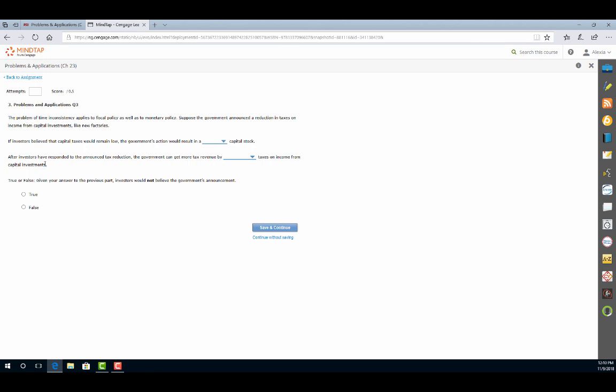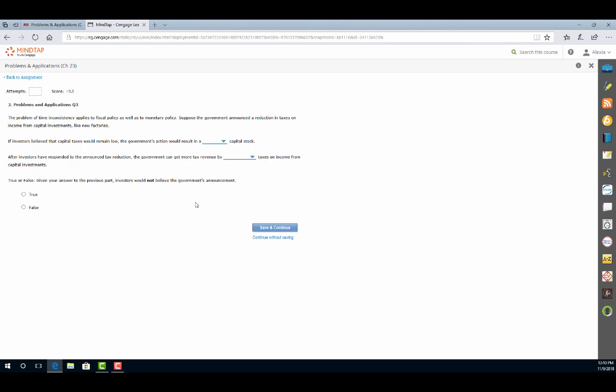Then it says, after investors have responded to the announced tax reduction, the government can get more tax revenue by either increasing or decreasing taxes on income from capital investments. I think, again, you should be able to answer that.